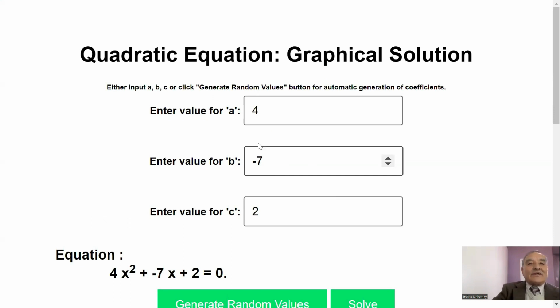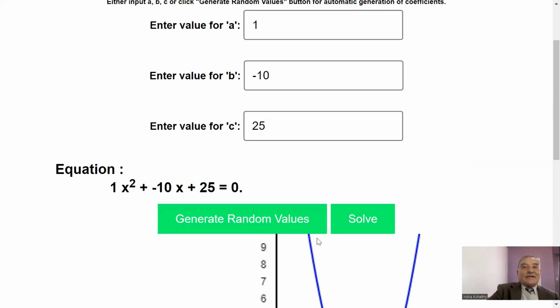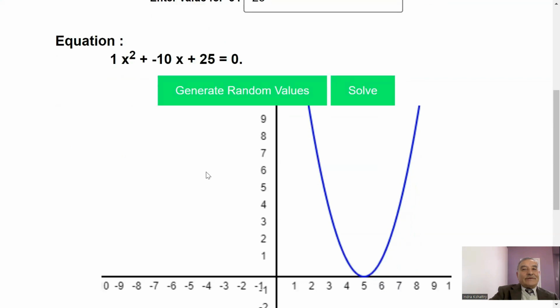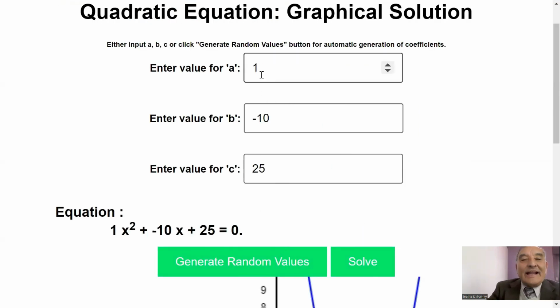Let's input the next set of coefficients. A equals 1, B equals negative 10, and C equals 25. Press this solve button. Remember, in the previous method, we mentioned that the discriminant function is 0 for this equation. That makes the same root repeated twice. We can see here the actual real picture. The solution, that is the intersection of the parabola and the x-axis, is a single touch point here, which implies one root repeated twice.